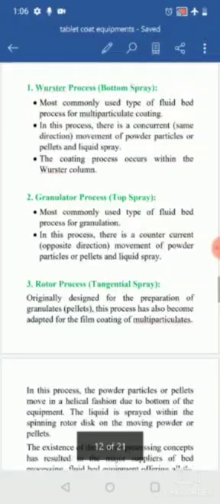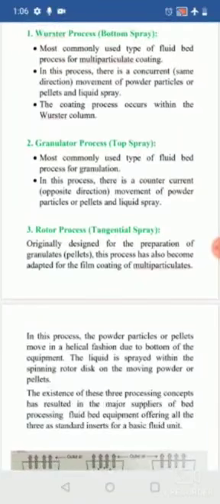Next is the granulator process, that is the top spray process or the top spray pan. Here we are going to introduce the air from the bottom, while the coating solution you are going to spray from the top, in the opposite direction. This process is generally used for granulations or to coat the granules. In this process there will be counter current, that is the opposite direction movement of the powder particulates and the liquid spray.